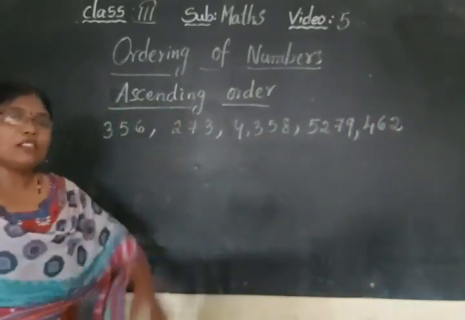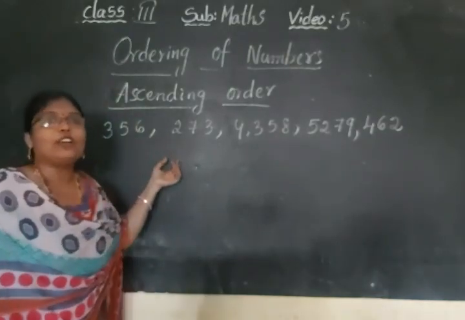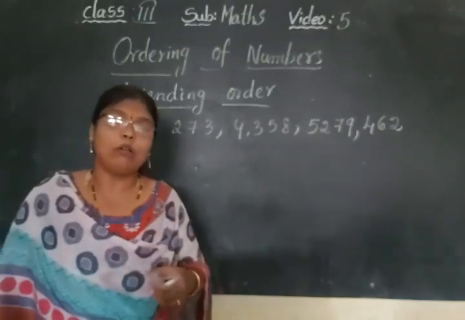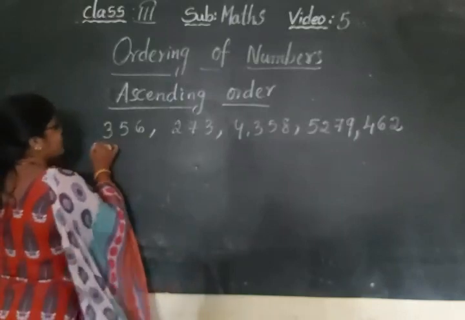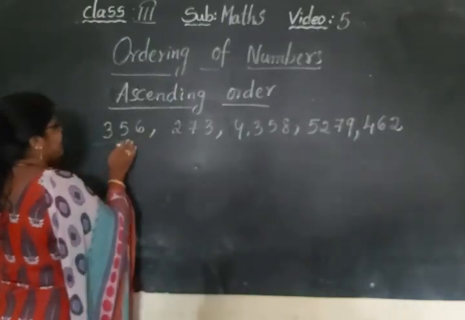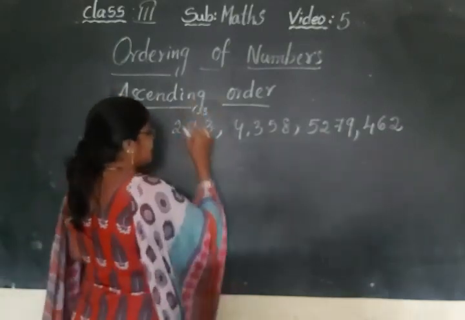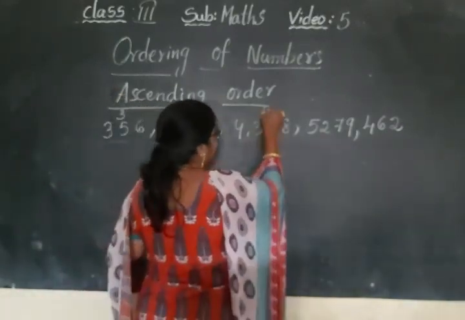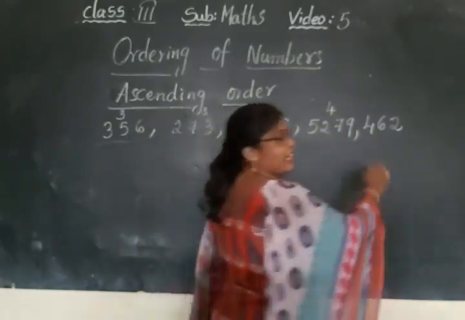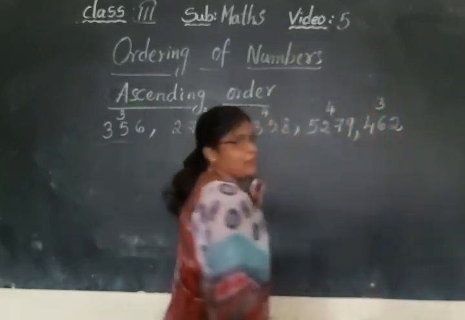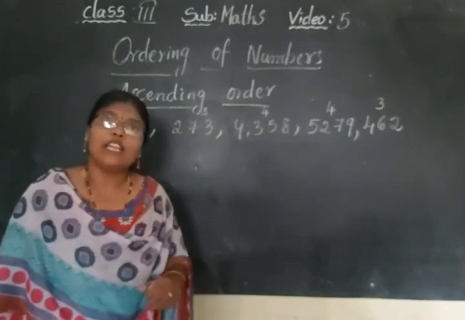Arrange these numbers in ascending order. To arrange these numbers in ascending order, what is the first step we have to do? You have to count the number of digits. So what is the first? Come on, how many digits we have in this number? 3, and here also the same 3, and here we have a 4-digit number and here again a 4-digit number, and at last we have a 3-digit number. So here we have 3 numbers with 3 digits.